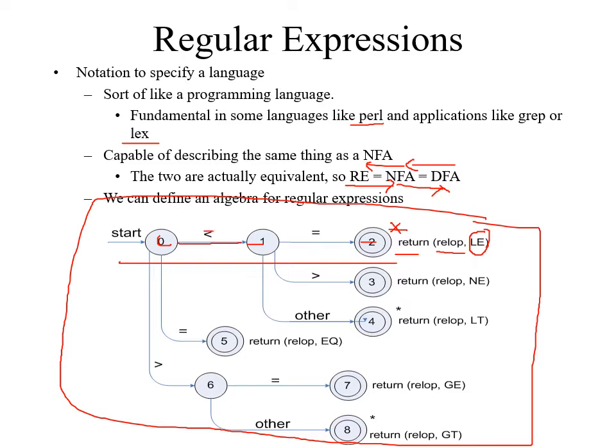For this token, it is not equal to. For this token, it is less than, because after less than there is nothing. Here we will return a relational operator token with attribute EQ. EQ means equal. Now for this DFA, it is greater than or equal to, and it is basically for greater than only. This is the example for regular expressions.